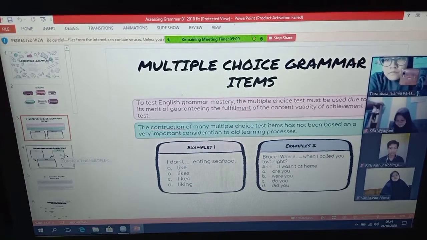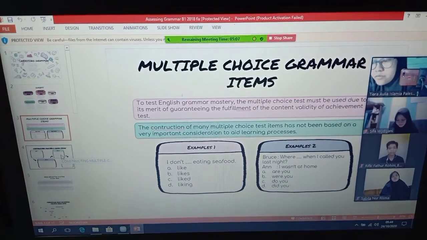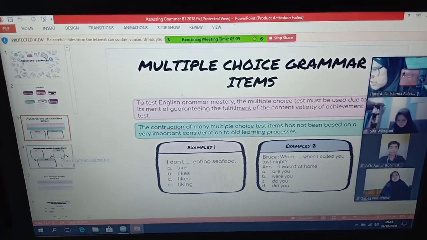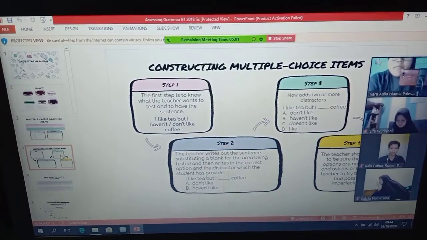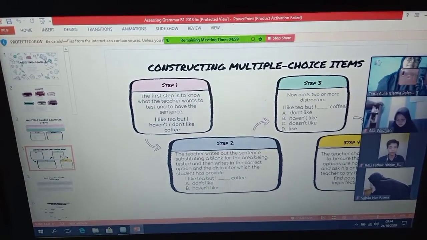Thank you, moderator Tiara. Okay, thank you Bu Tita. Turning our attention now to Bapak Rifki. Bapak Rifki, please welcome.